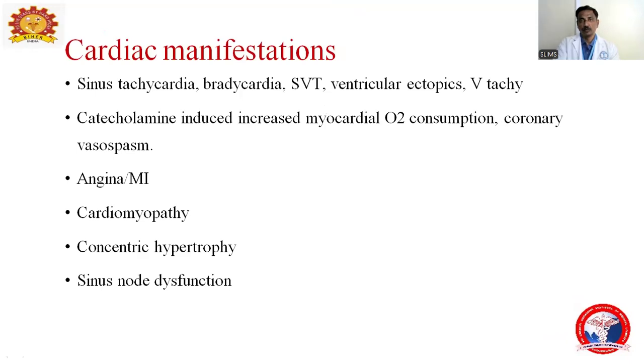Cardiac manifestations in pheochromocytoma: these patients can have sinus tachycardia, bradycardia, supraventricular tachycardia, ventricular ectopics, and ventricular tachycardia. Catecholamines cause increased myocardial oxygen consumption and coronary vasospasm. Angina and frank MI can occur in patients with pheochromocytoma. Cardiomyopathy can also occur. Concentric hypertrophy due to elevated blood pressure and sinus nodal dysfunction can occur.